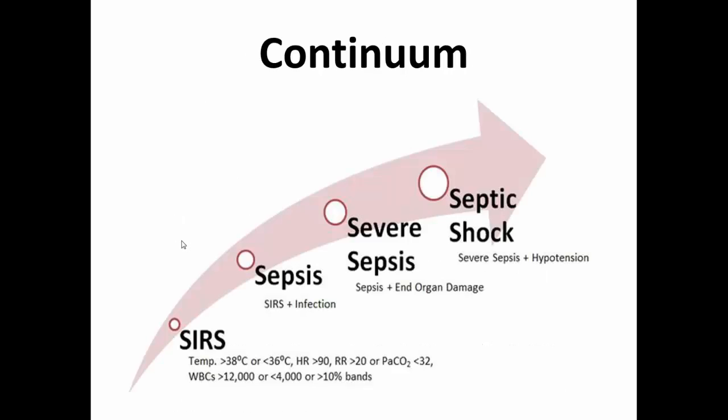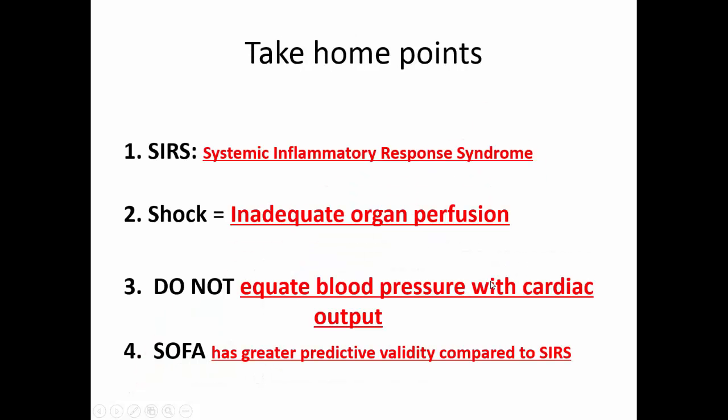Remember that sepsis is a continuum. You start with SIRS criteria plus infection. If it progresses down the pathway, you end up with severe sepsis, which is sepsis plus organ damage. If that's not treated, you go to septic shock, which is severe sepsis plus hypotension. So SIRS is simply the systemic inflammatory response syndrome. Shock is inadequate organ or tissue perfusion. You should not equate blood pressure with cardiac output. You should not equate blood pressure with organ perfusion.